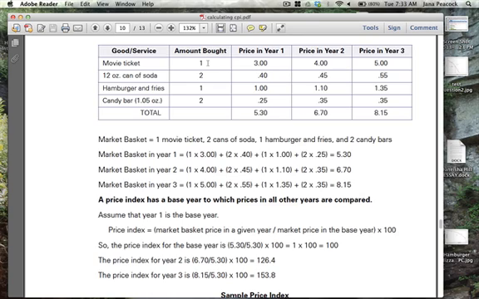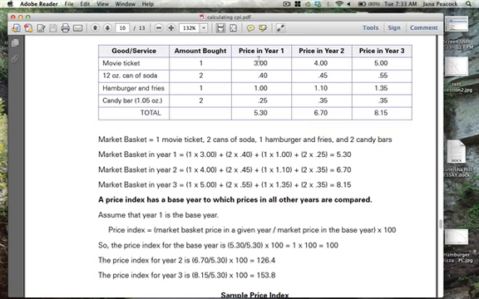So to add up your market basket, here you can see someone who apparently only went to a movie last year and didn't do anything else. So this is obviously a pretty small market basket, but for the purposes of this activity, that makes things nice and easy. So they bought one movie ticket at $3 in year 1, and that's where you have 1 by 3. 2 cans of soda at 40 cents, 1 hamburger and fries at $1, 2 candy bars at 25 cents. Multiply all those together, add them up, and you get $5.30.